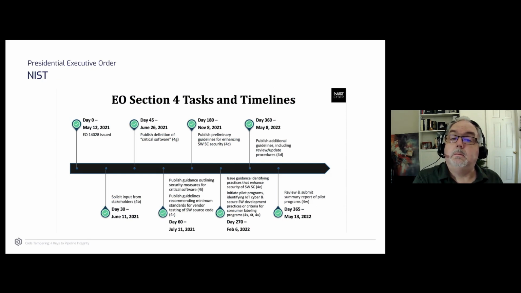The order laid out a one-year schedule, and it was issued in May of 2021, which opened a 30-day period of input. In late June, we got a definition of exactly what software is considered critical and how the recommendations apply to different classes of criticality. Over the rest of the year, we received guidelines and recommendations for security measures and security testing, practices, labeling, and update procedures, which we'll discuss next.